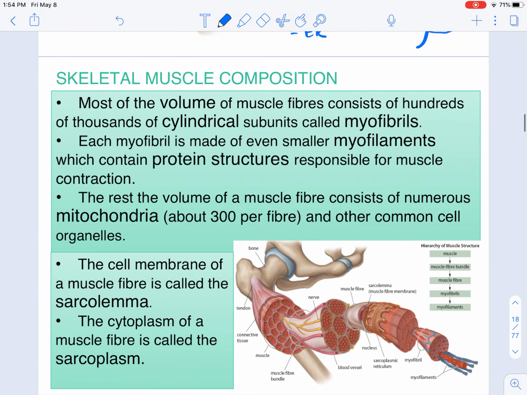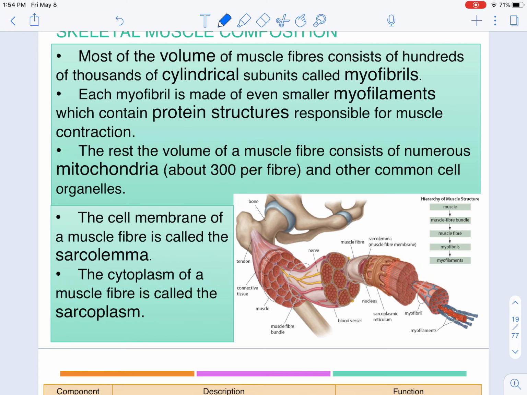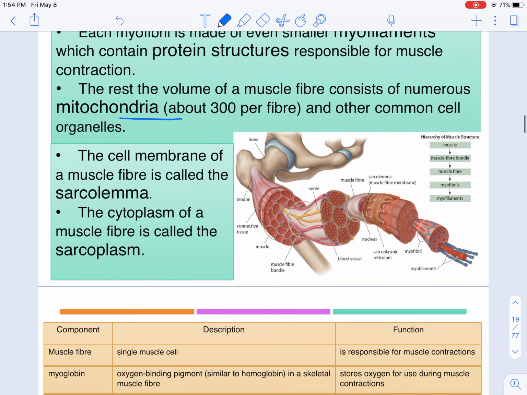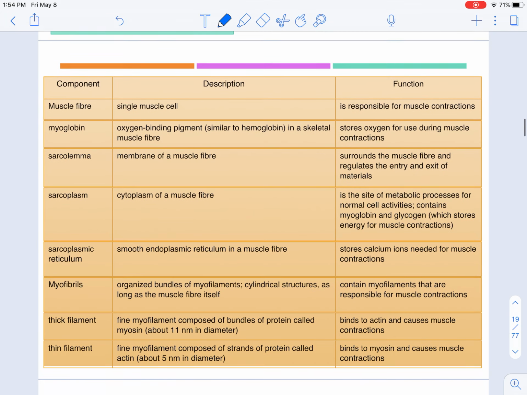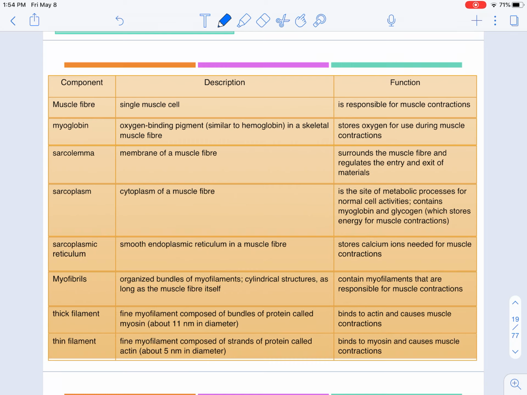So in these notes that follow, they basically explain a few other details about the structure, saying that every cell or fiber has around 300 mitochondria, which for a cell is a large amount because of all of the energy needed to do the muscle contraction. The chart here goes through those main structures that we mentioned.